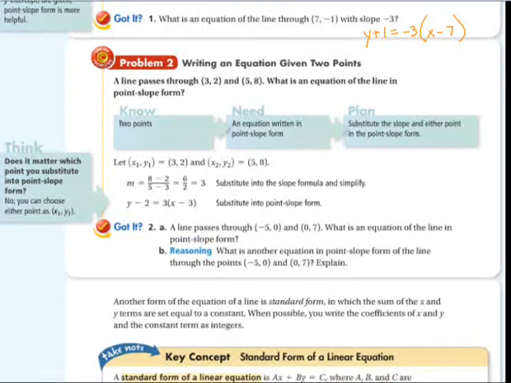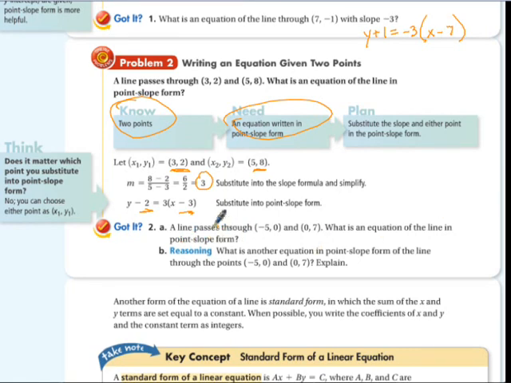Problem 2, writing an equation given 2 points. Well, what we know is 2 points. What we need is a point-slope form, so we need to find the slope. Okay? We need to find the slope. So it's difference of y over difference of x, and then make sure you have the signs right. And once you find the slope on this one, it's 3, and then you can pick either set of points. You could pick 3, 2, or they could have picked 5, 8. Either set of points works. It doesn't matter which, okay?